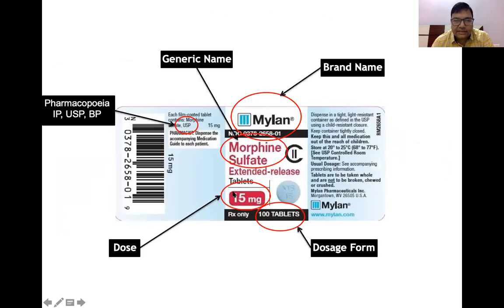So this is a tablet strip of morphine sulfate. The trade name is written over here, and 15 milligram. That means in each tablet, the dose is 15 milligram. So each tablet contains 15 milligram of morphine sulfate. In this strip we also see that the dosage form is mentioned over here. That is, it is tablets.